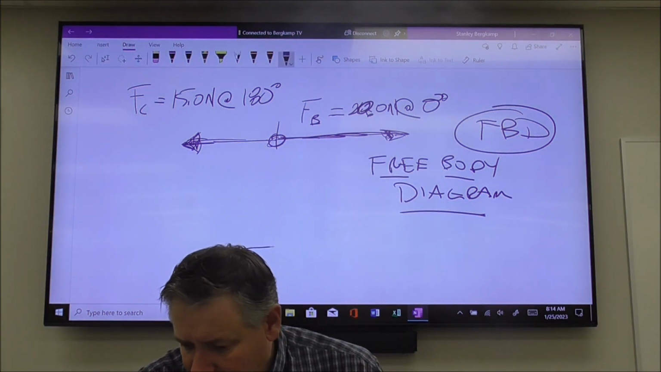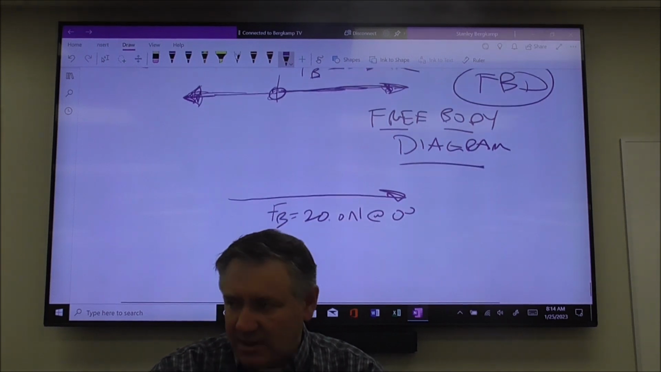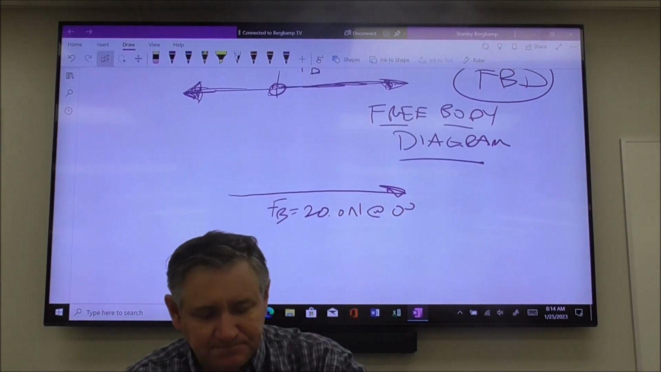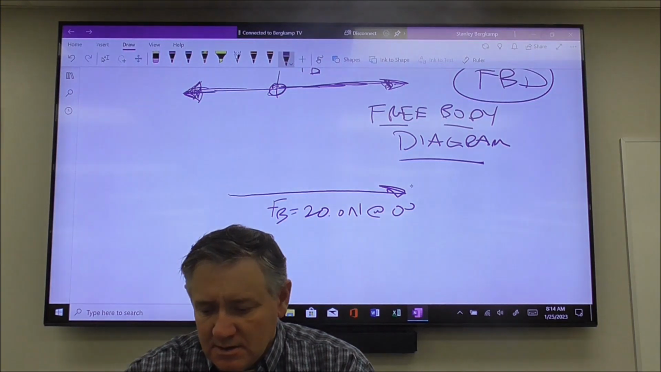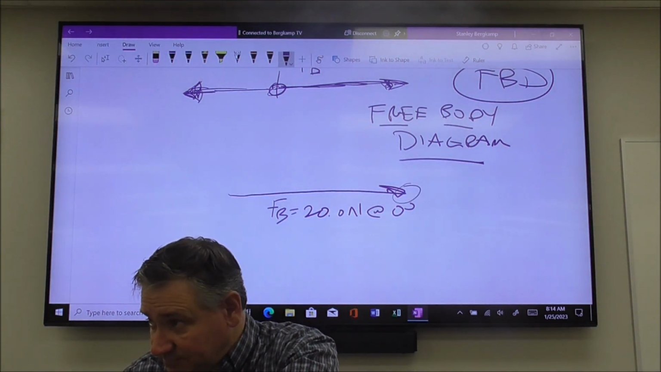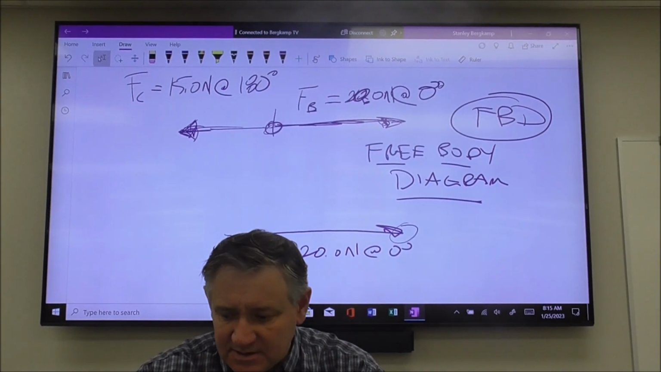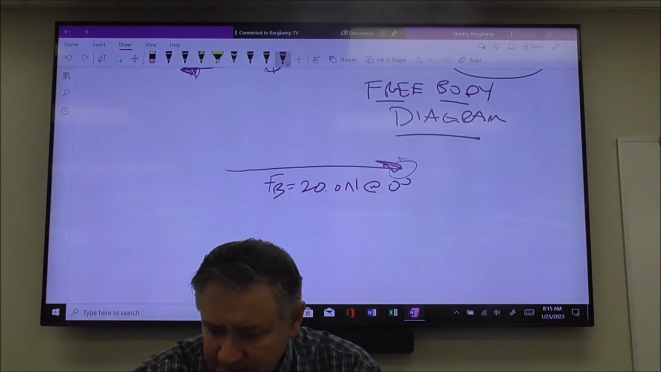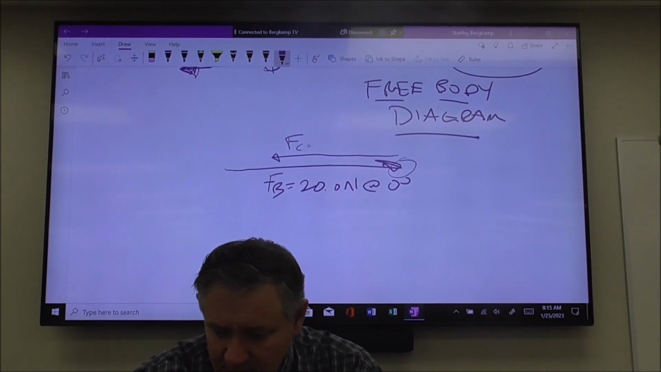So I'm going to come out here and draw force Bailey, which is 20 newtons at 0 degrees. I'm going to draw that first vector. Boom. Now, this is why we call it the tip-to-tail method. From the end of this vector, I'm going to draw Connor's vector. Connor's vector is 15 newtons at 180 degrees. So from the end of this, I'm going to come back here like this, and here's force Connor.